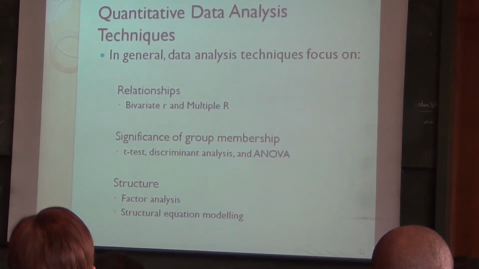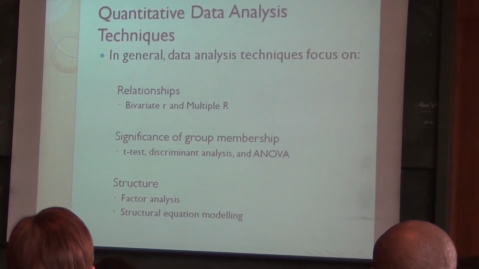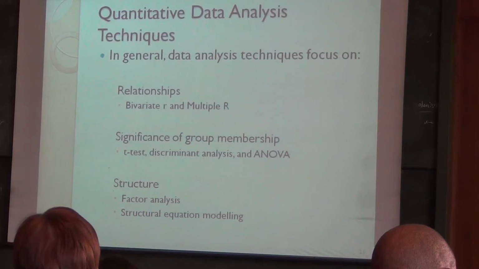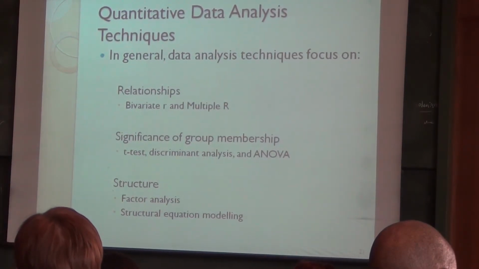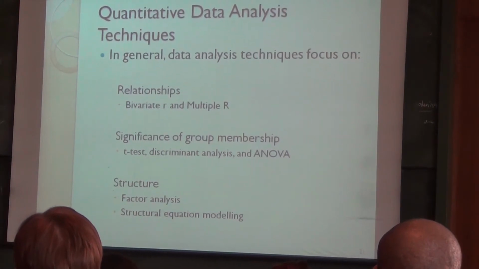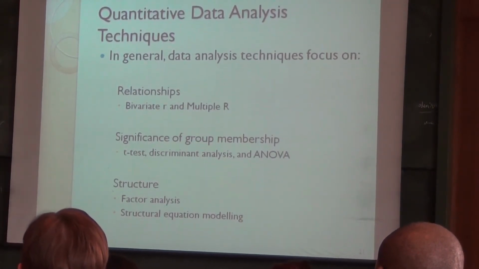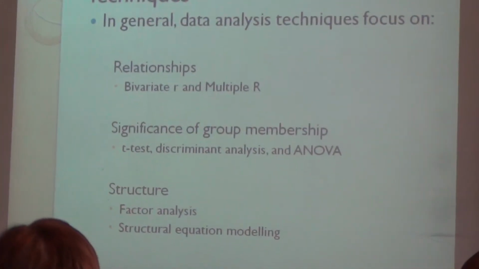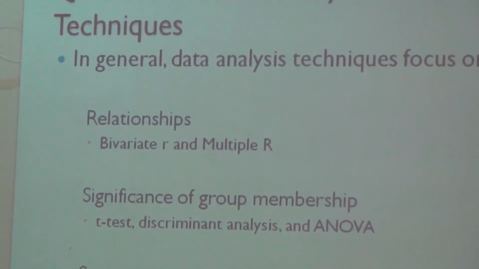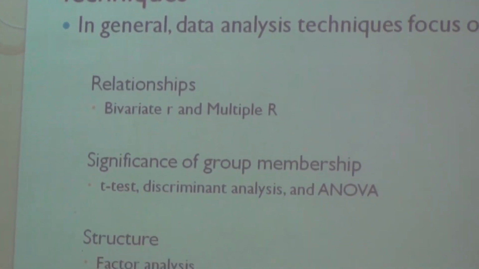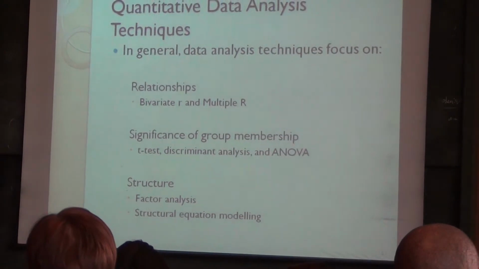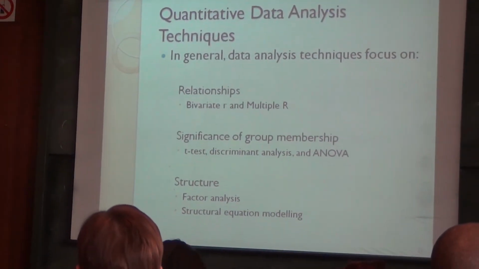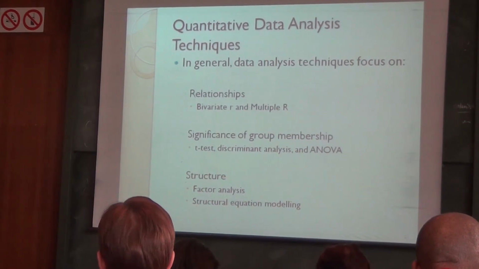So we've looked at research questions and we've looked at research design. Just to quickly summarize, four kinds of research questions: description, explanation, prediction, intervention. We've looked at different research designs, more specifically true experimental research designs, quasi-experimental research designs, and survey research designs. Now let's spend some time with data analysis techniques. In general, when we look at data analysis, we can focus on relationships, we can look at significance of group membership, and we can look at structure.